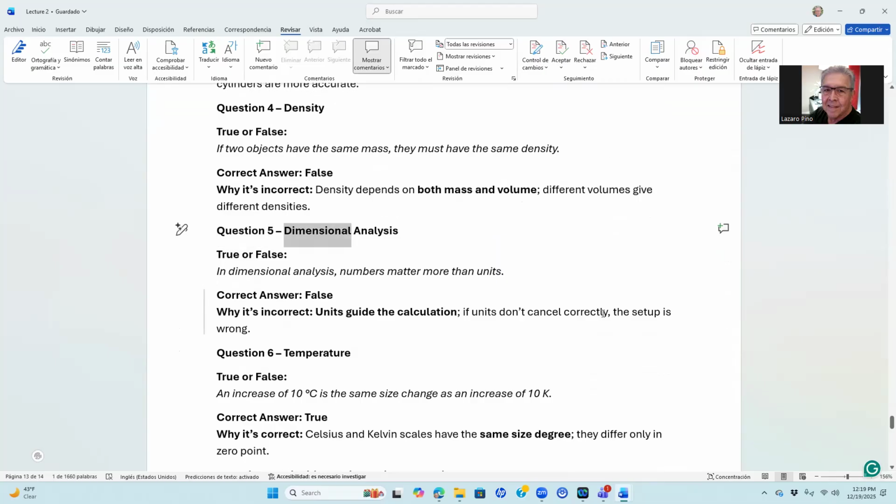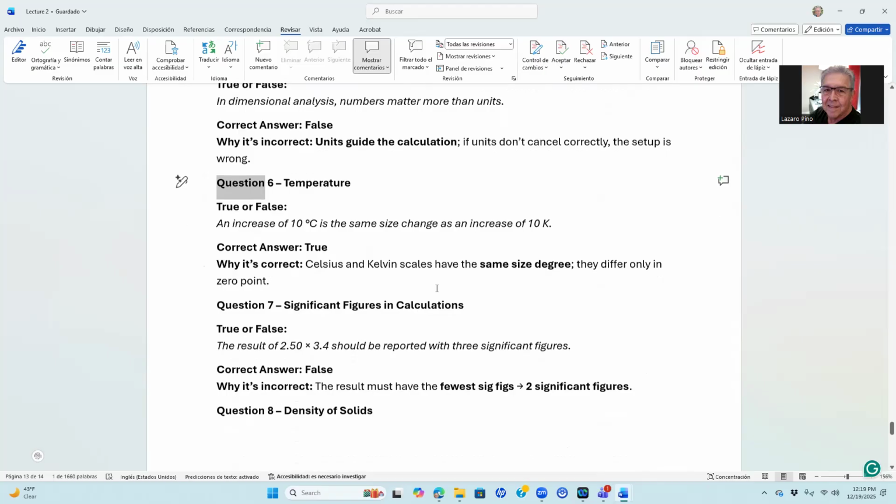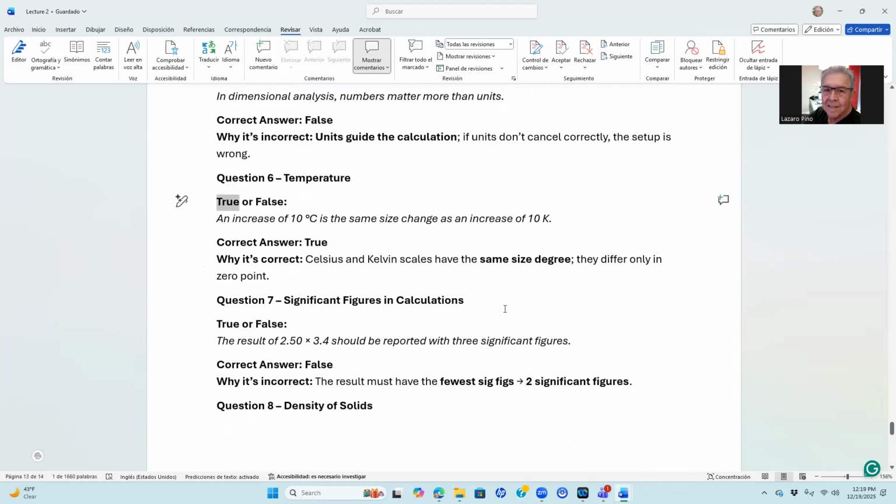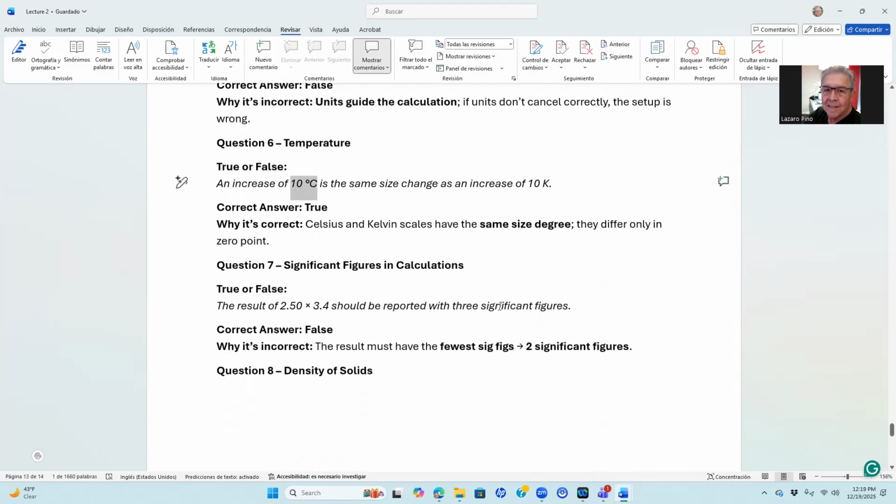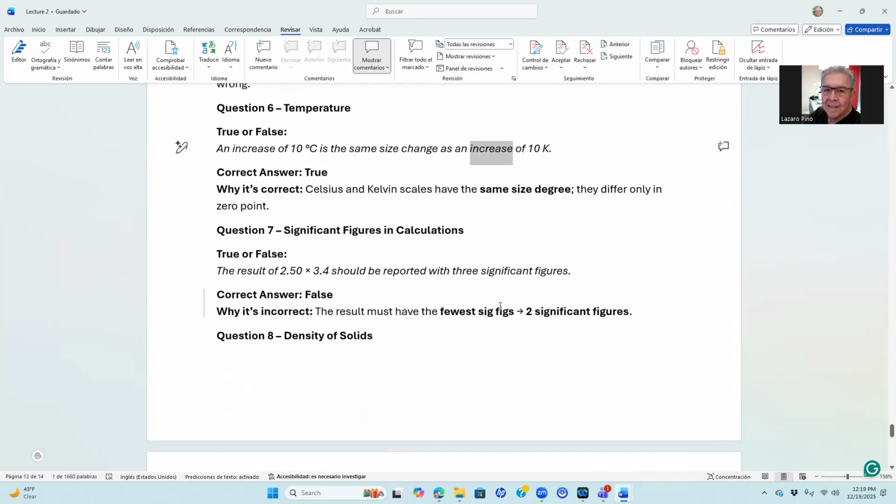Question 5. Dimensional analysis. True or false, in dimensional analysis, numbers matter more than units. Correct answer: False. Why it's incorrect: units guide the calculation. If units don't cancel correctly, the setup is wrong. Question 6. Temperature. True or false, an increase of 10 degrees Celsius is the same size change as an increase of 10 K. Correct answer: True. Why it's correct: Celsius and Kelvin scales have the same size degree, they differ only in the 0 point.